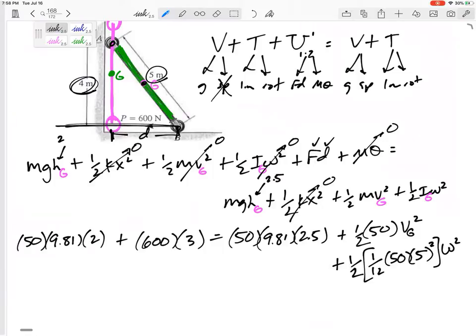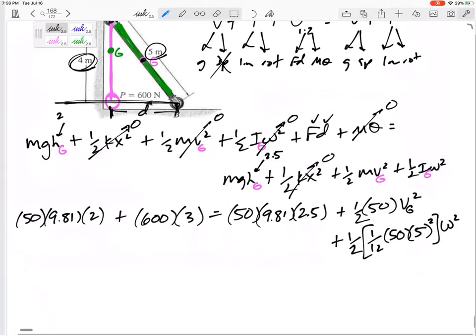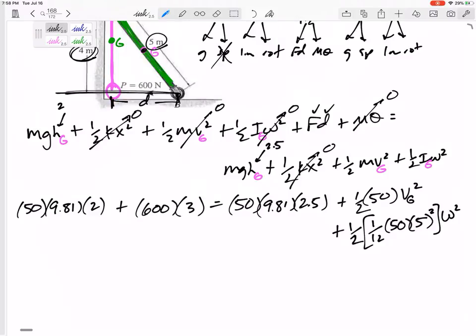But I've got two unknowns, right? Velocity of the center of gravity g and the angular velocity. And I'm trying to find the angular velocity. Are those related? Well, I know that v equals r omega. If I could just find this r. R is not always the radius. Sometimes, yes, it is. But this is the distance from the center of rotation.